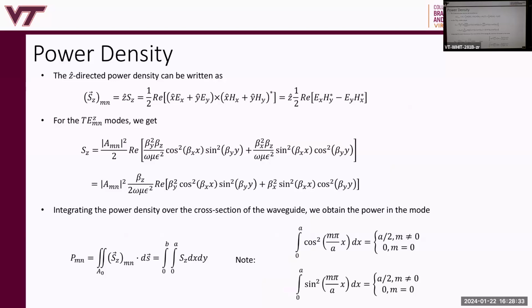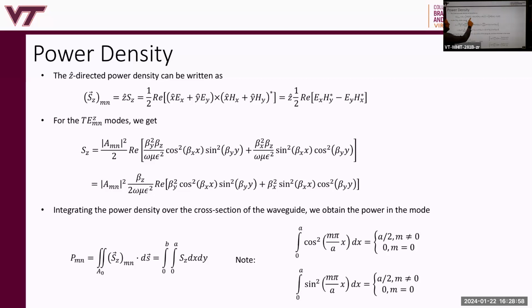The z-directed power density can be written as, so we want to know what the power density in the direction of propagation, or along the axis of the waveguide, which is z, S_z. This is a vector, but we're really interested in the z component of that vector, so it's poor notation. But S_z,mn, this is what your book uses, is equal to z hat dot S. So we're looking at the Poynting vector in the z direction: one half the real part of E cross H conjugate, right?